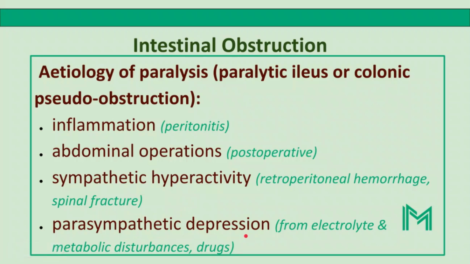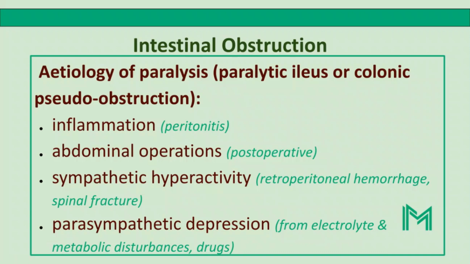Now, parasympathetic depression occurs when the parasympathetic nervous system is not working as it should. Because remember that the parasympathetic nervous system is responsible for the contraction and relaxation activity that happens with the small bowel. So if you depress the parasympathetic system, then bowel activity is not going to be okay. And this can happen in electrolyte imbalances, like when there is hypokalemia, when there is sodium overload. Metabolic disturbances like uremia and certain drugs like anticholinergics can also depress the parasympathetics.